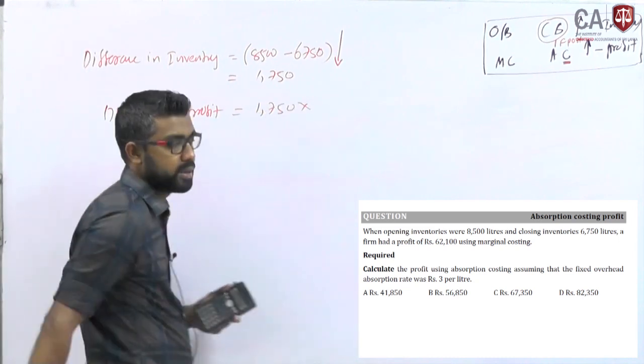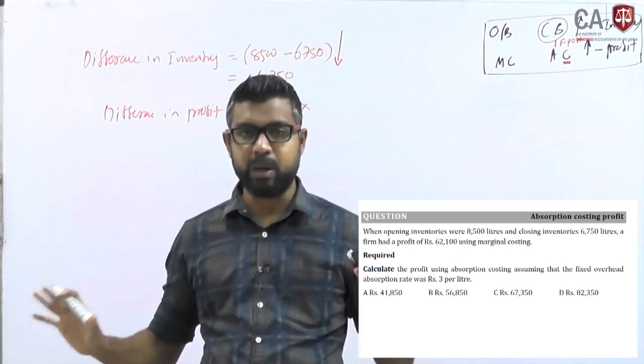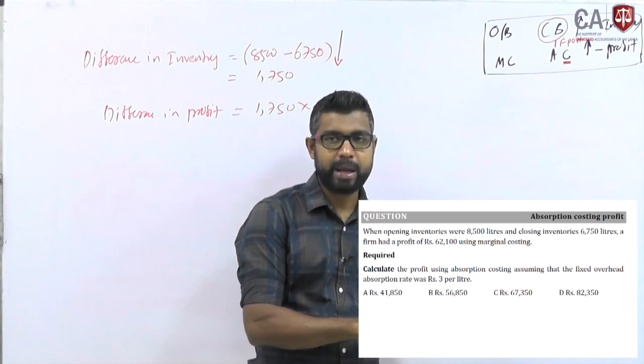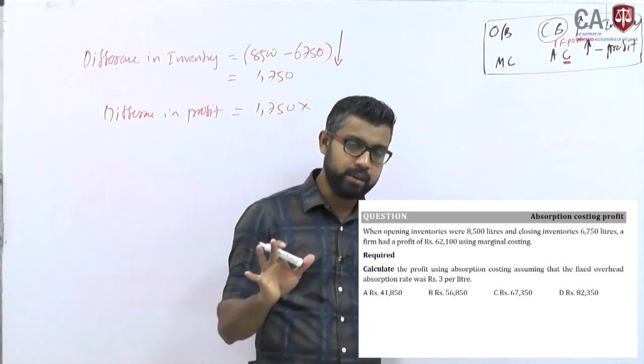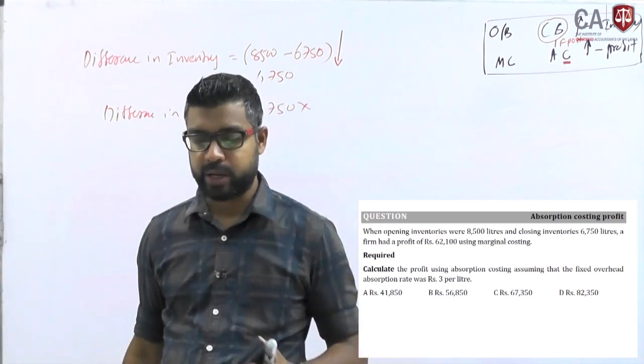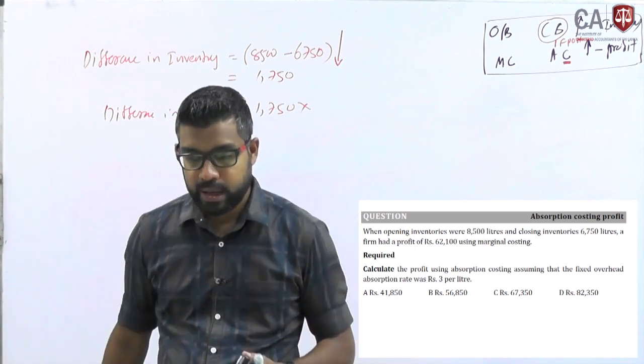$1,750 into this profit difference makes because of what? Only the treatment for fixed production overhead. In marginal costing only prime cost, in absorption costing full cost. The difference is what? Marginal costing and full cost, fixed production cost, right? In marginal costing fixed production cost is not there.